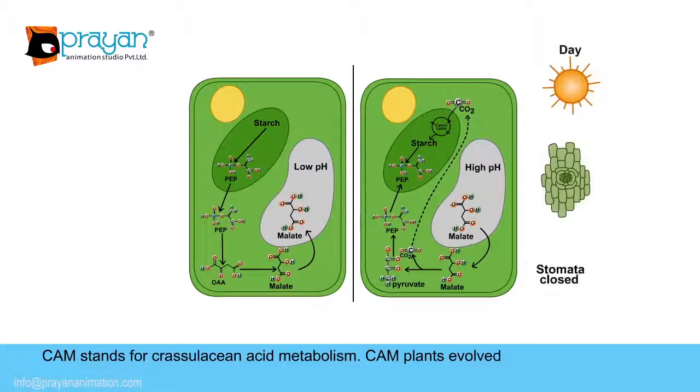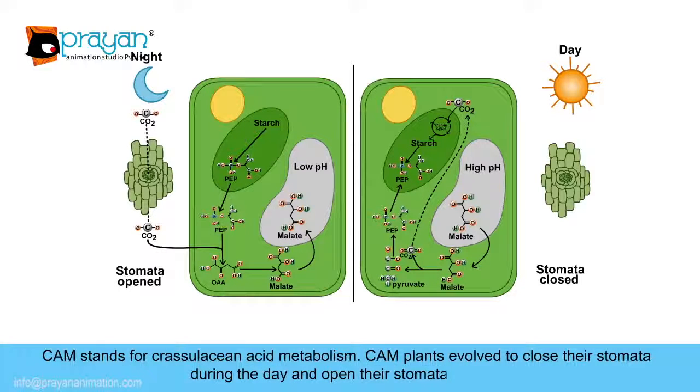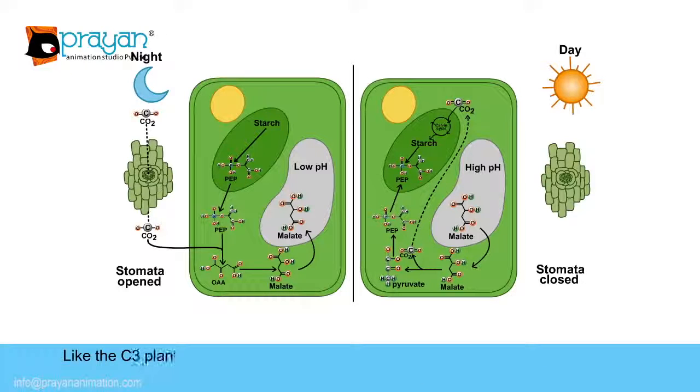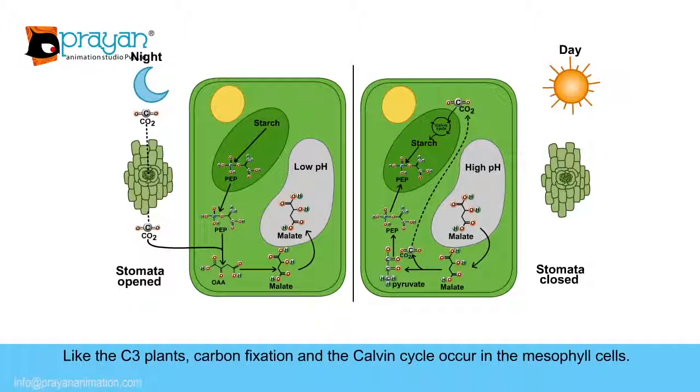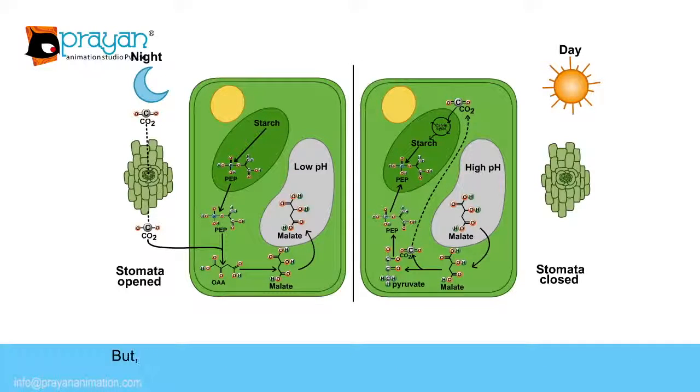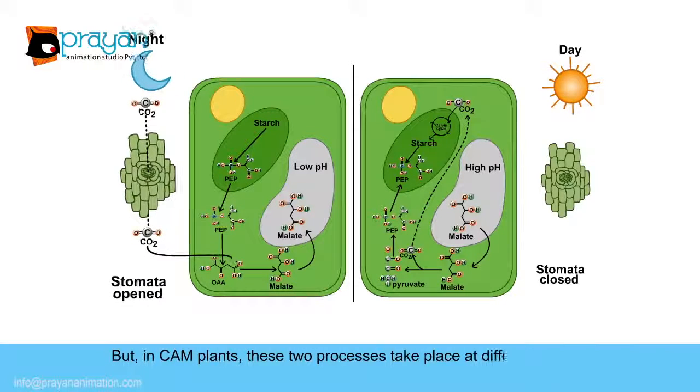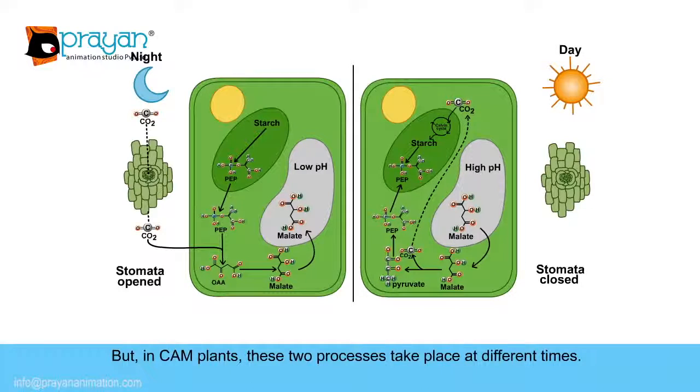CAM plants evolved to close their stomata during the day and open their stomata at night. Like the C3 plants, carbon fixation and the Calvin cycle occur in the mesophyll cells. But in CAM plants, these two processes take place at different times. This is known as the CAM pathway.